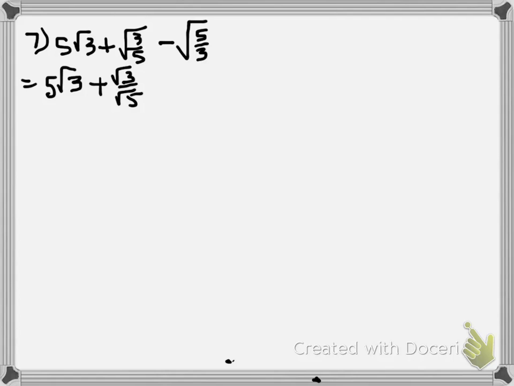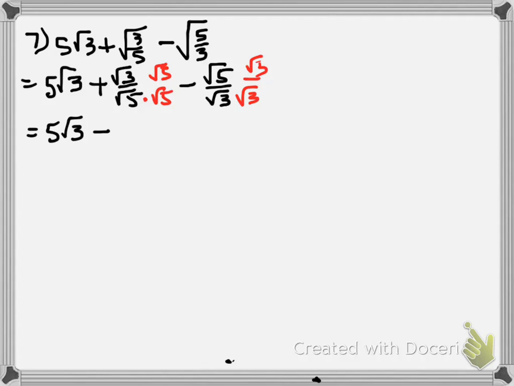And again, we have an issue here with leaving a radical in the denominator, so we're going to multiply top and bottom by radical 5. And then on the next one, we're going to make it radical 5 over radical 3. And again, we're going to rationalize the denominator by multiplying top and bottom by radical 3. So we still have 5 radical 3, and now we have radical 15 over 5 minus radical 15 over 3.